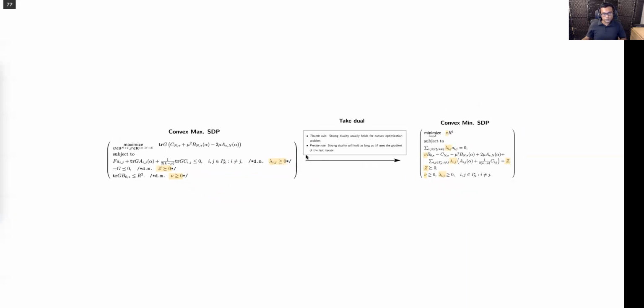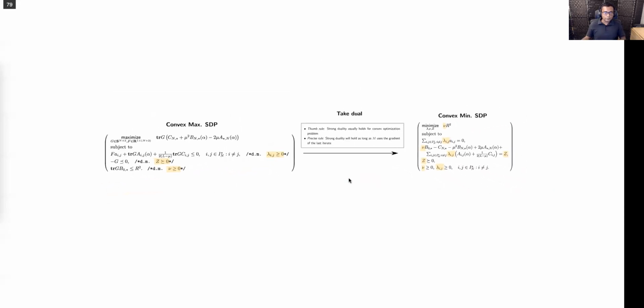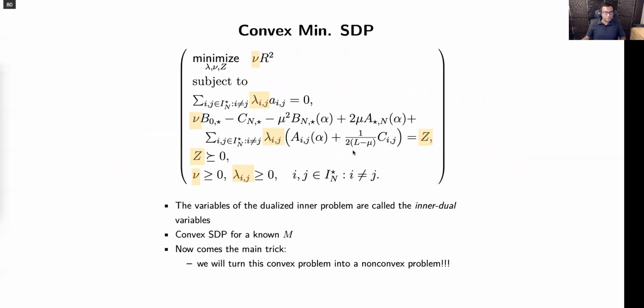Because this is a convex optimization problem, we can apply the thumb rule that strong duality usually holds for convex optimization problems. But there is a precise rule in this setup too: strong duality will hold as long as M is using the gradient of the last iterate. In other words, at iterate xi, if M is using the gradient of f tilde at xi minus 1, which is a reasonable assumption, then strong duality will hold. After I take the dual, there will be no loss. So this is how the dual looks.